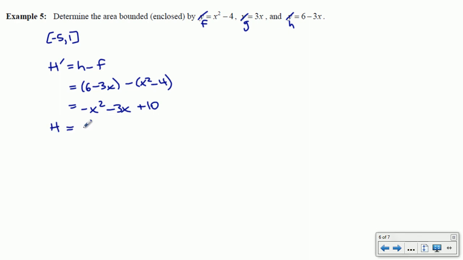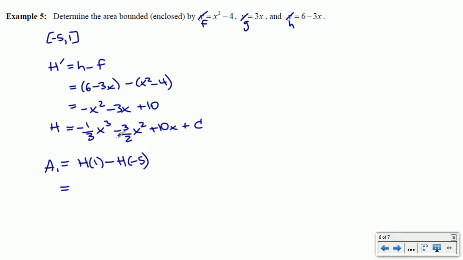Now where did this antiderivative come from? It came from this expression, -1/3 x³ - 3/2 x² + 10x + c. So in order to find the blue area, call it A1, we're going to go H(1) minus H(-5). So everywhere we see an x in this expression, we'll start with a 1. So we would have -1/3(1)³ - 3/2(1)² + 10(1) + c.